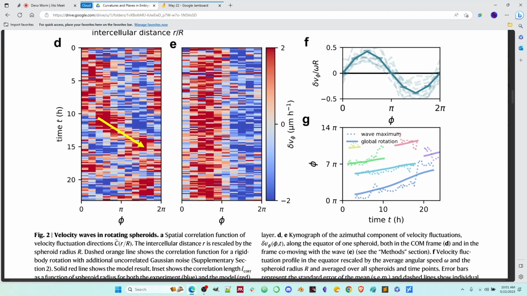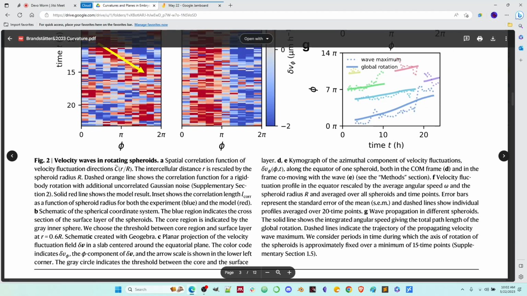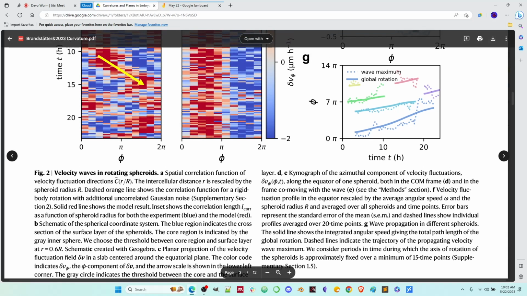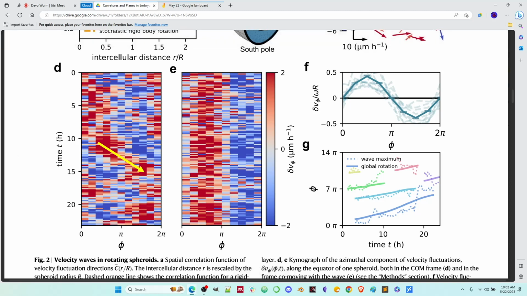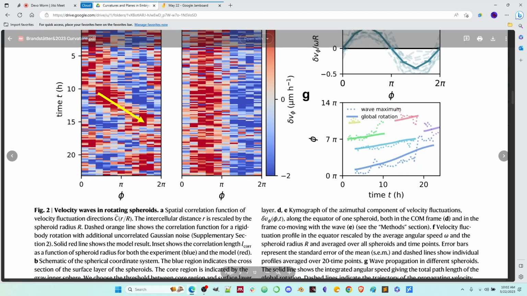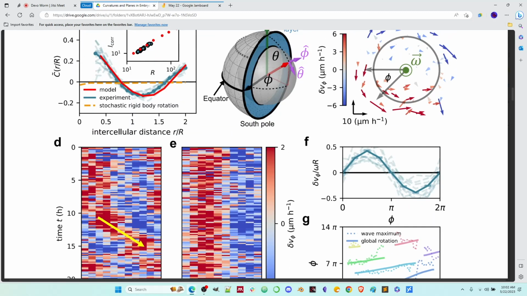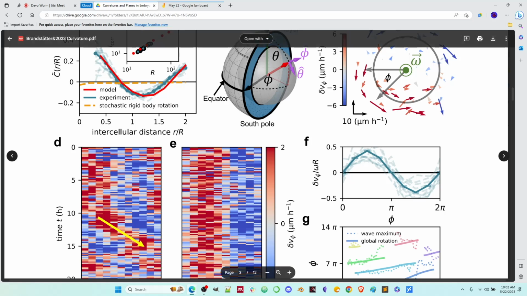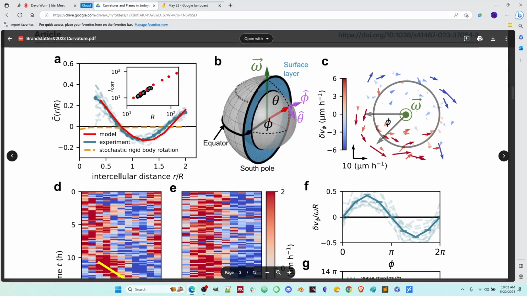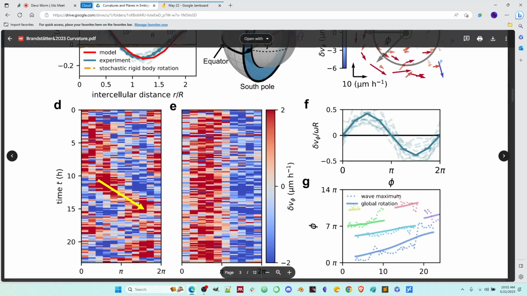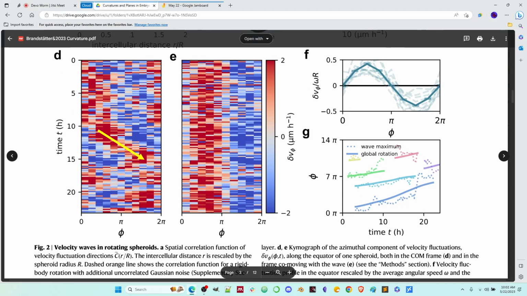I guess figures D and E are kymographs of the azimuthal component of velocity fluctuations around the equator of one spheroid. The blue is lower, the red is higher. So over time you have this shift in angular velocity, or angle. The red shifts over in this direction. It just shows that there's this wave, this change in rotational momentum or something, throughout this spheroid. You can see this pattern in the heat map here, as opposed to E, where you don't see this; it's just constant across time.